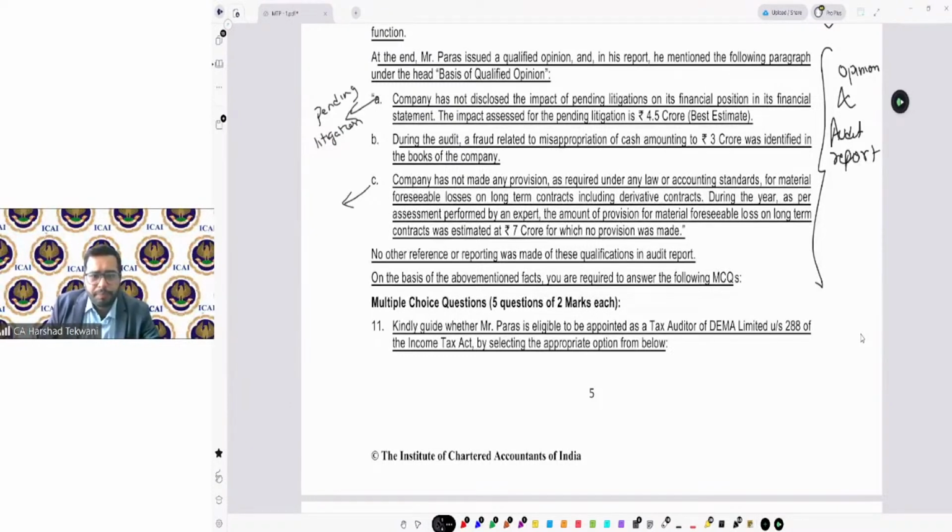And this is related to no provision. Pending litigation and no provision. What is para 3.9 of CARO? What requirement is there with respect to para 3.9 of CARO with respect to reporting? What do you report in para 3.9? Come on, guys. What do you report in para 3.9?